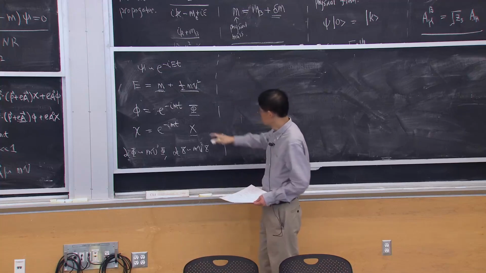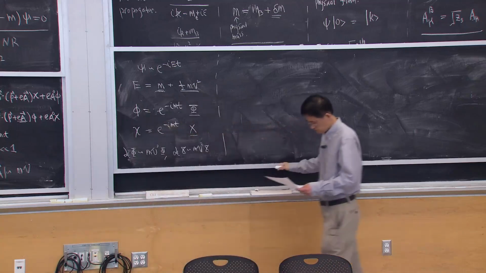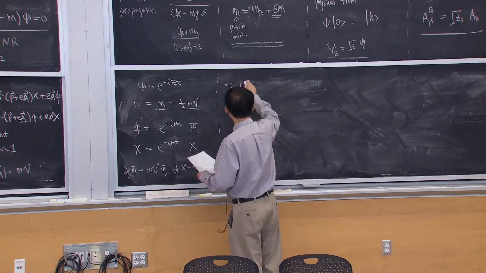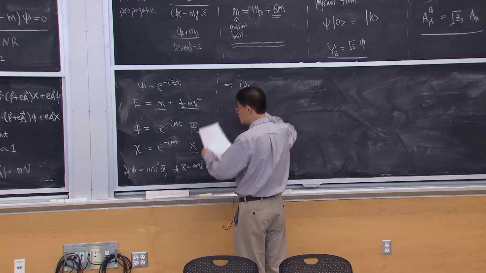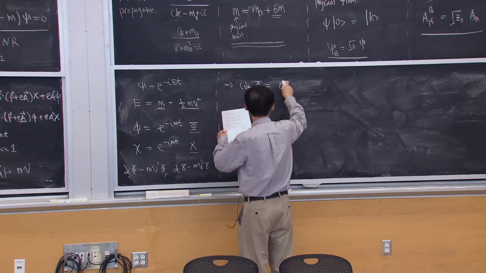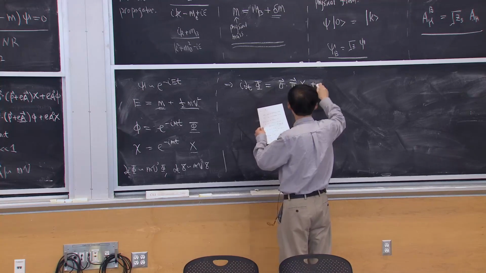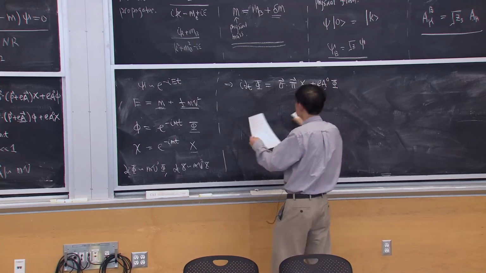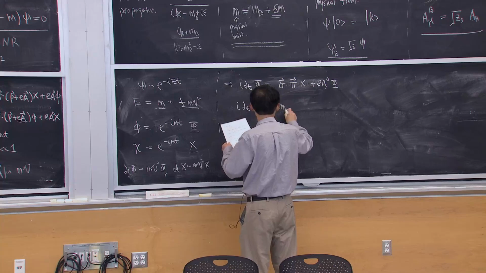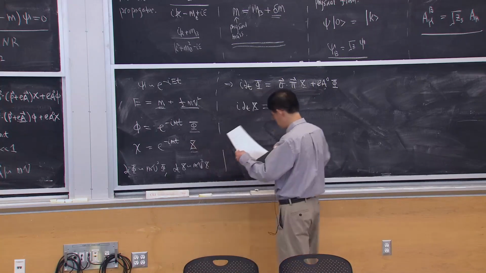So now we plug this into these two equations, and then we find i partial t phi equal to sigma dot pi chi plus eA0 phi, and i partial t chi equal to minus 2m chi plus the other terms. Let me just call it chi for simplicity.